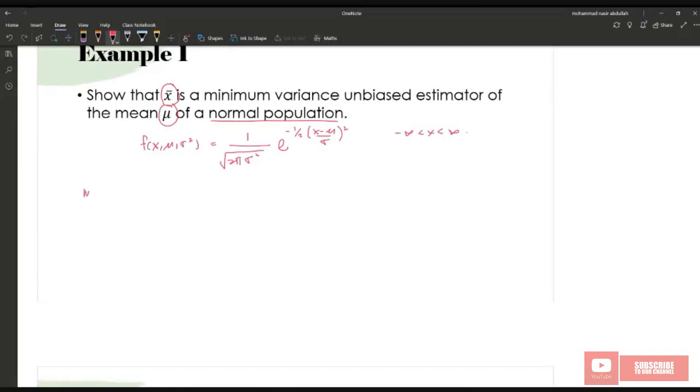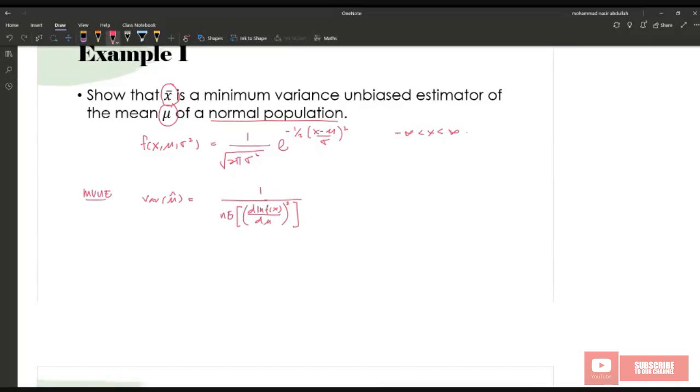So if you want to find the MVUE, the minimum variance unbiased estimator, the variance of mu hat should be equal to 1 over n times the expected value of the derivative of ln f(x) with respect to mu, squared. So I use the second formula. You can use either formula, the first or the second. For the first example, I use the second formula.